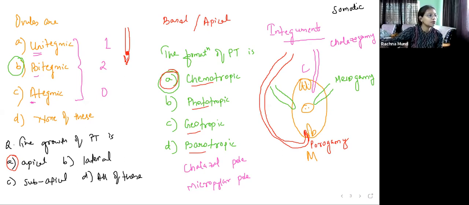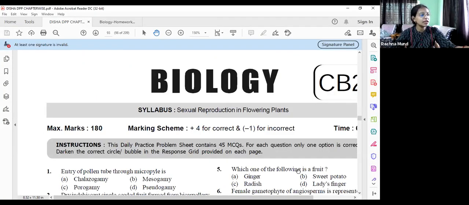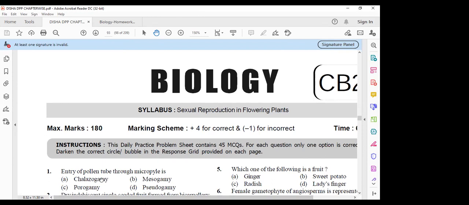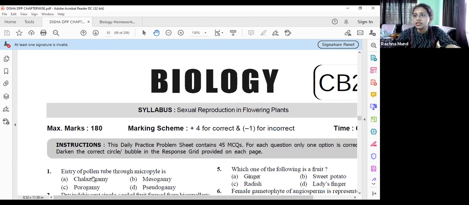So coming back to that question, now you are done with the answer. Entry of pollen tube through micropyle. If I change this question to entry of pollen tube through chalaza, then your answer will be chalazogamy. Clear? Any doubt?